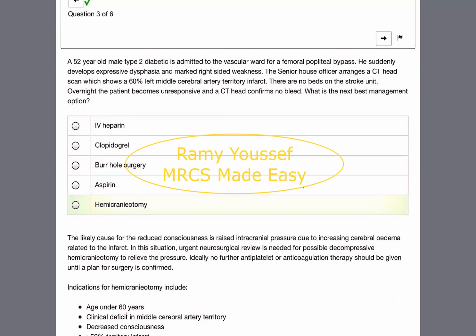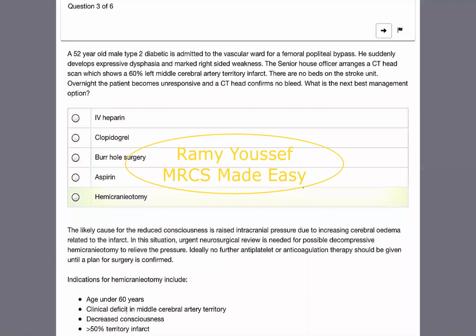Yes, exactly. With a burr hole, we can have a localized bleeding area, so we can go for it. But if you want to decompress the brain edema, you go for hemicraniotomy. It is called decompressive hemicraniotomy, to relieve the pressure.